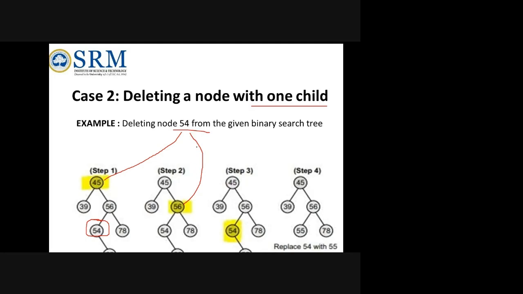No, it is lesser. 54 is lesser than 56. So it has come to this side, the left side. When it comes to the left side, it has found the node. But the thing is, what should be replaced with the 54?